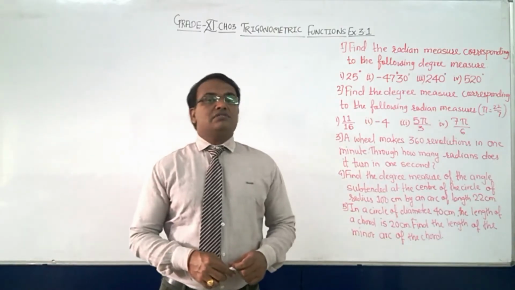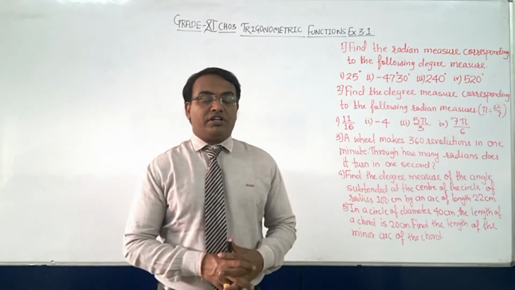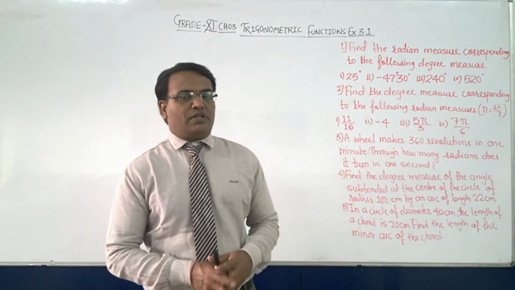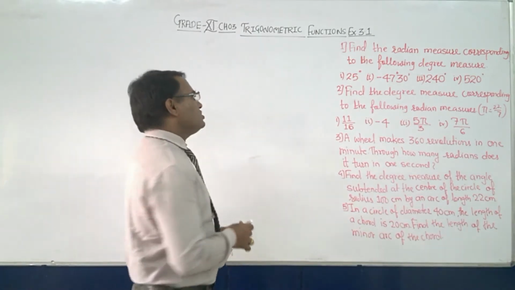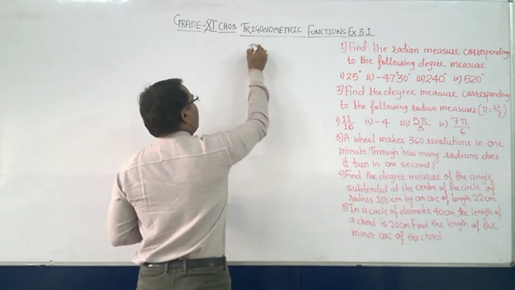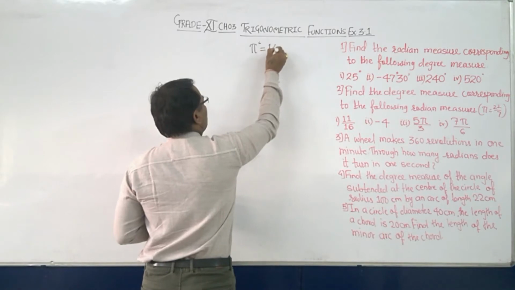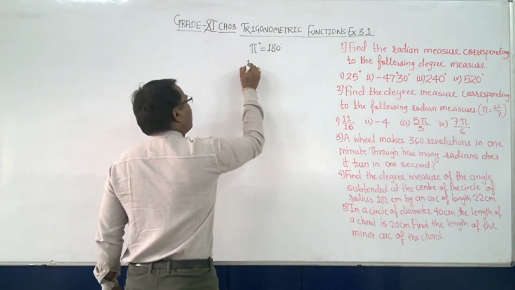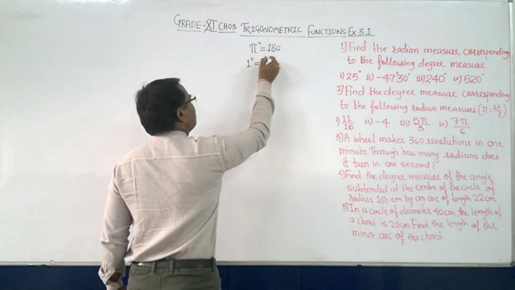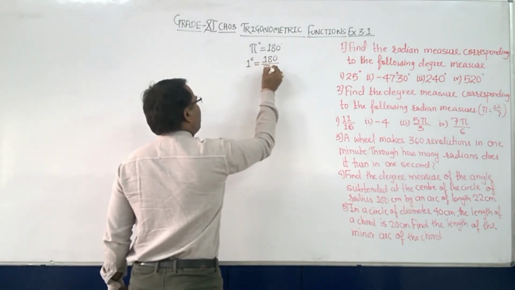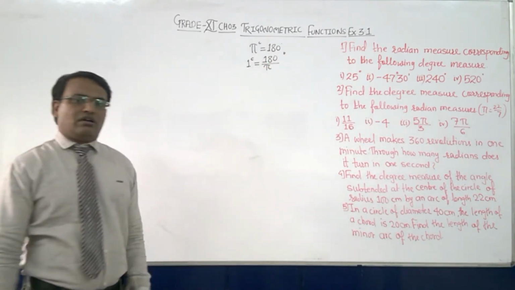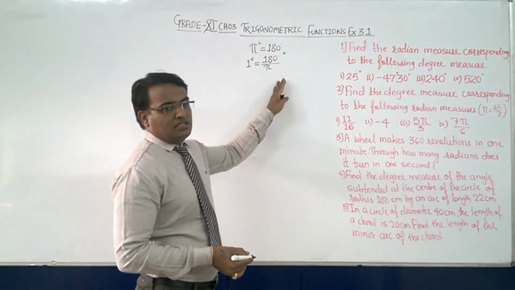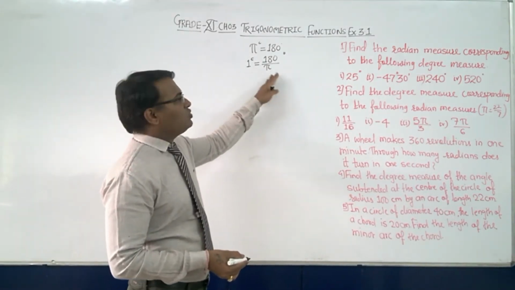In the previous video, where we were dealing with the introductory part of chapter number 3, that is trigonometric function, we came across 2 formulas. What are those? The number 1 is what? Pi radians is equal to 180 degree. Okay, it means that 1 radian is equal to 180 upon pi degrees. So if you want to convert radians to degrees, then you have to use this formula.